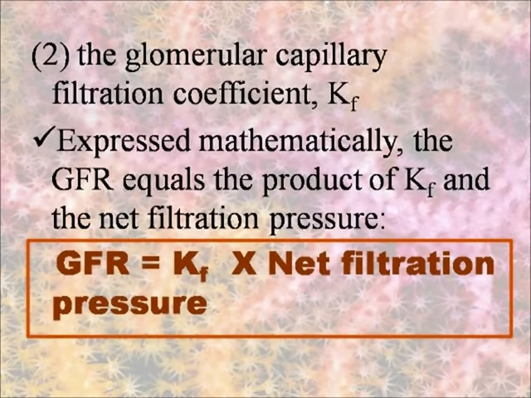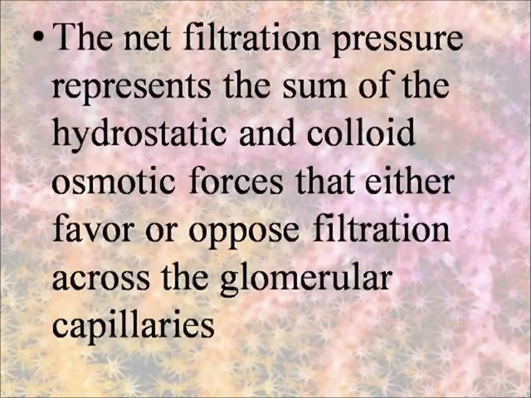Second, the glomerular capillary filtration coefficient. Expressed mathematically, the glomerular filtration rate equals the product of the glomerular capillary filtration coefficient and the net filtration pressure. The net filtration pressure represents the sum of the hydrostatic and colloid osmotic forces that either favor or oppose filtration across the glomerular capillary.